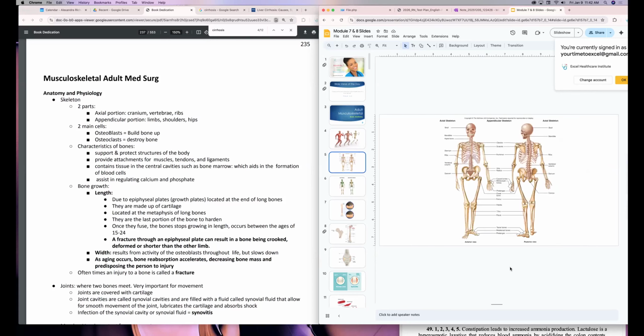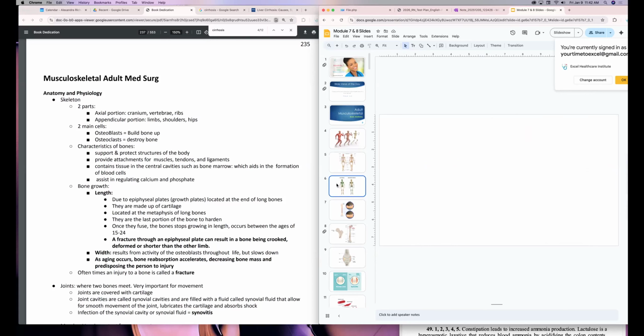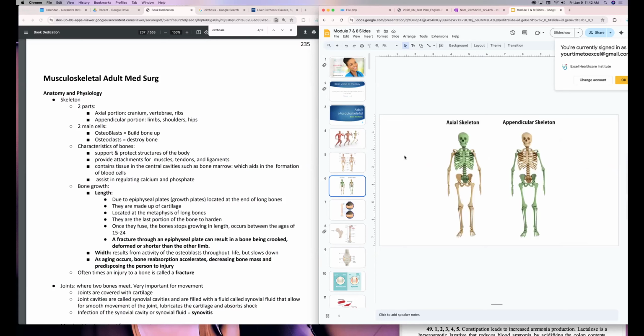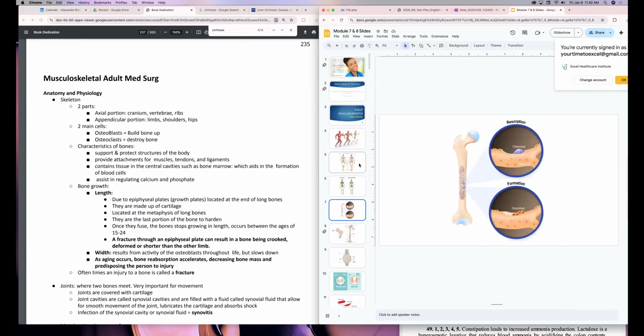The skeleton has two main parts. You have your axial skeleton and your appendicular skeleton. The axial skeleton is the center, and the appendicular are your appendages or your extremities. The axial is your cranium, your vertebrae, and your ribs, and the appendicular portion are your limbs, your shoulders, and your hips. You have two main cells of the musculoskeletal system, osteoblasts and osteoclasts. The B in blast, I want you to think build up. So osteoblasts build bone up and osteoclasts destroy them.